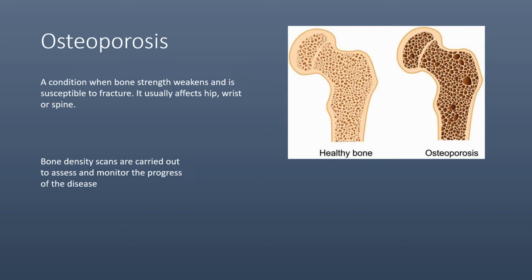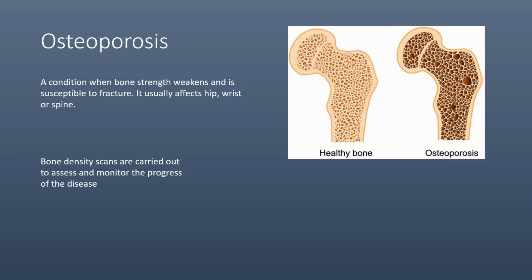As you can see on the right hand side, I've included a diagram of what a healthy bone looks like and what a bone with osteoporosis looks like. As you can see, the one on the left looks much more dense with less big holes, and on the right hand side you can see it is less dense, it has big holes and looks more like honeycomb. So it's a condition when a bone strength weakens and it's susceptible to fracture.